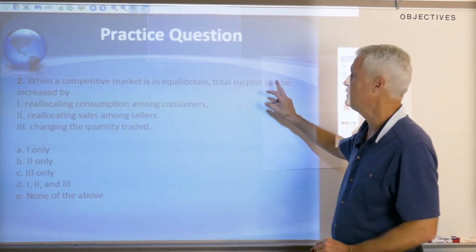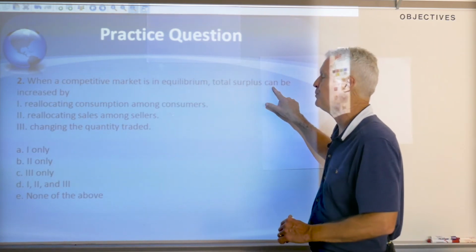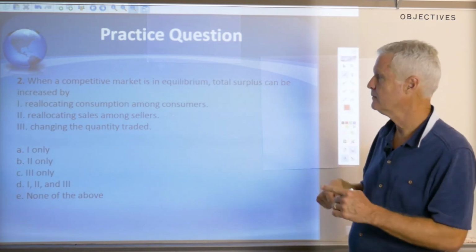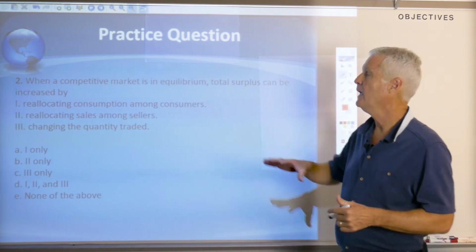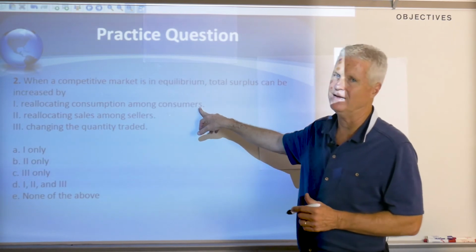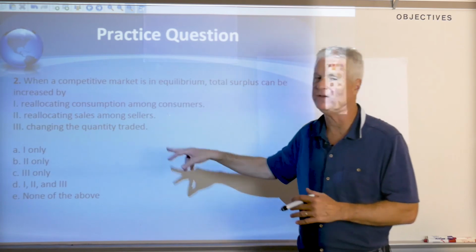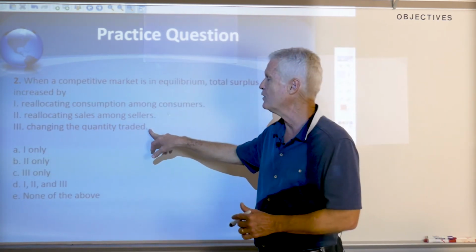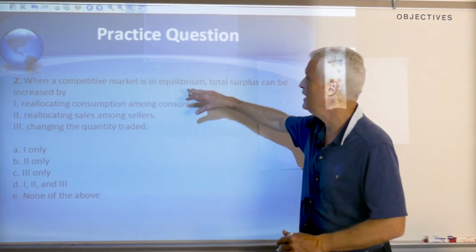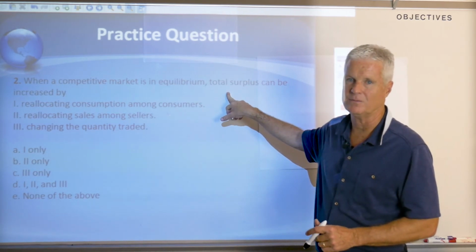So number 2, total surplus can be increased by... we're already at equilibrium. How do we increase total surplus? Pause the video. And we're back. Okay. Reallocating consumption among consumers? Nah, that doesn't make any difference, right? People buy stuff. You're not going to do anything. Reallocating sales among sellers? Nope. Changing the quantity traded? We already said you need to be there. So the answer is none of the above. If a competitive market is in equilibrium, you cannot increase total surplus.